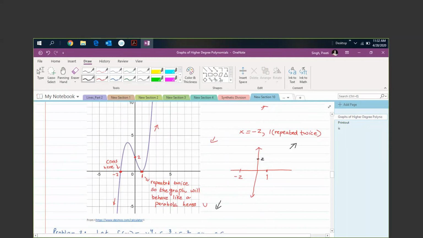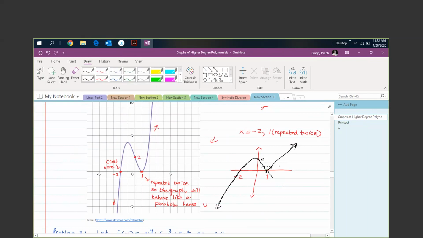So I'm going to cross at -2 in the same manner because it is a 0. And somewhere between -2 and 1, it has to cross because 1 is also an x-intercept. So I don't know where it's going to cross. So I'm going to do this. And then since 1 is repeated twice, I'm not going to cross it. There is no other x-intercept. If I cross it, I cannot turn it again. So since 1 is repeated twice, it's going to turn like this at 1. Turn like this means it's going to behave like a parabola at 1.